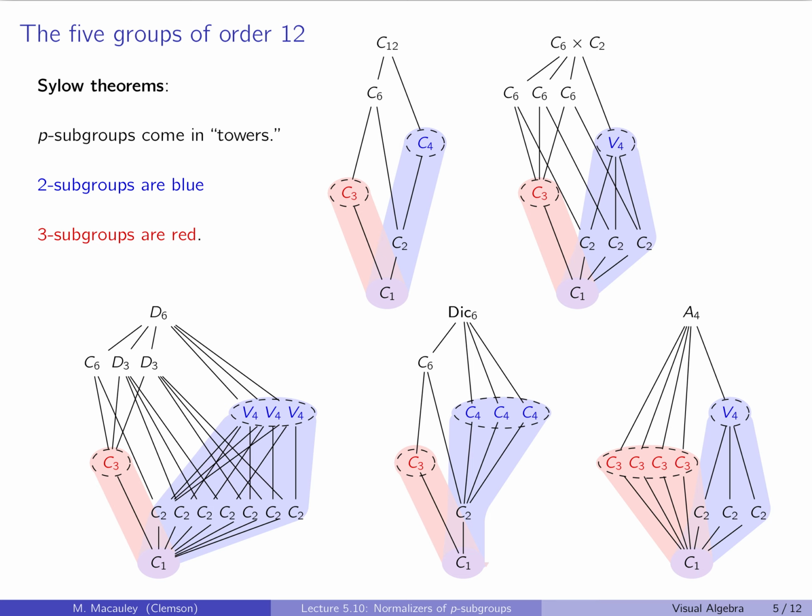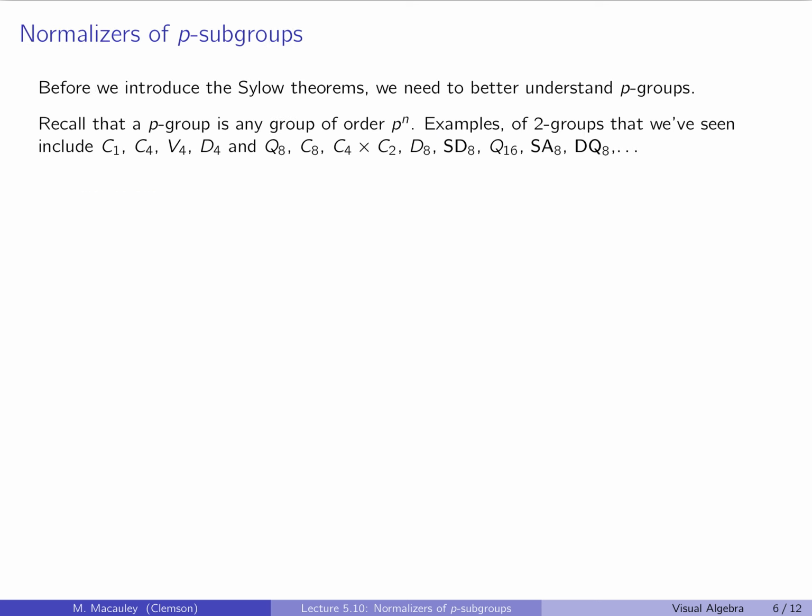And the idea is that for every prime, there is a single tower of p-subgroups that are fully saturated, and the tops of the towers are conjugate, and we can say something about the size of this conjugacy class. And that's the Sylow theorems. Bit of a preview. But before we can introduce the Sylow theorems formally, we need to better understand p-groups, and in particular, p-subgroups. Recall that a p-group is any group of order p to the n.